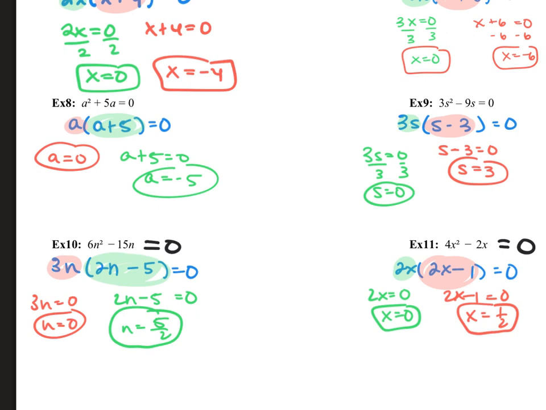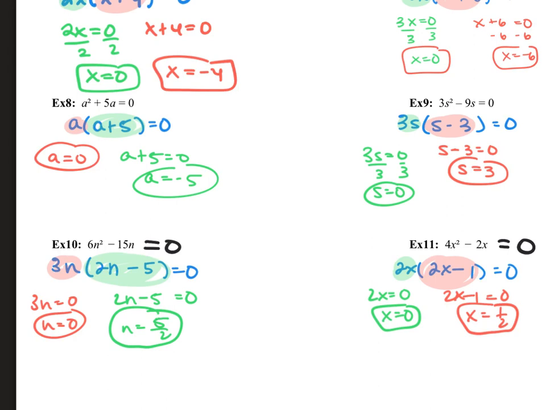Okay, so on example 8, my GCF is going to be a, so it's going to factor into a times a plus 5 equals 0. So then either a equals 0, that probably seems silly, but it's just already solved, so kind of simple, or a plus 5 equals 0, which would mean a would equal negative 5. So my two roots in this one are 0 and negative 5.